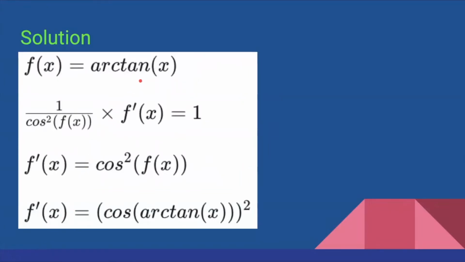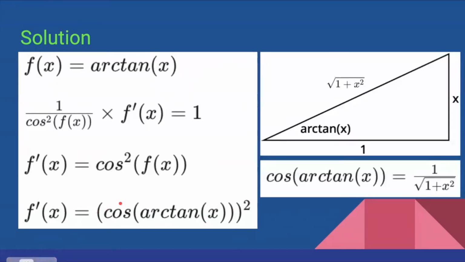Okay, and so now we multiply both sides by cosine squared of f of x to isolate f prime of x. And then we plug in f of x equals arctangent of x. And I moved the squared outside, and you'll see why right now. Okay, so we want to simplify cosine of arctangent of x because that's a really complicated expression.